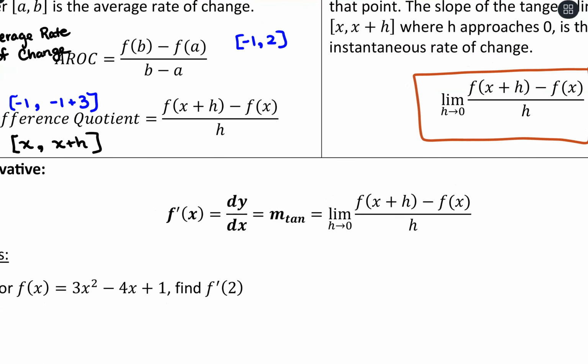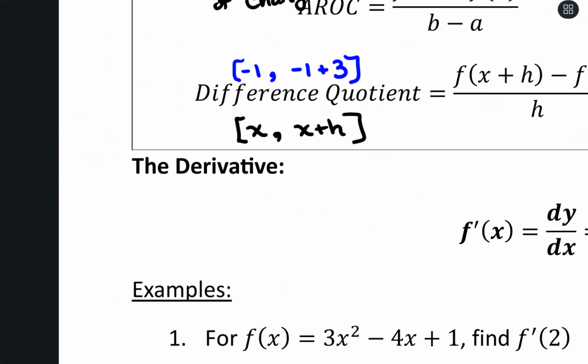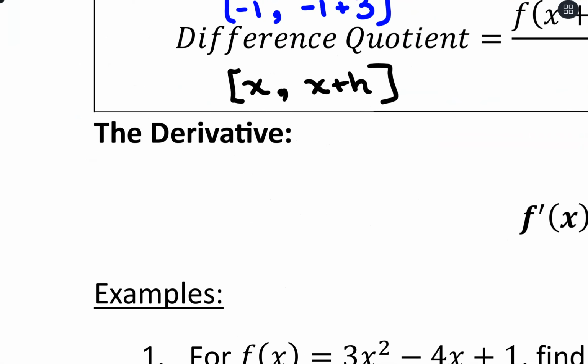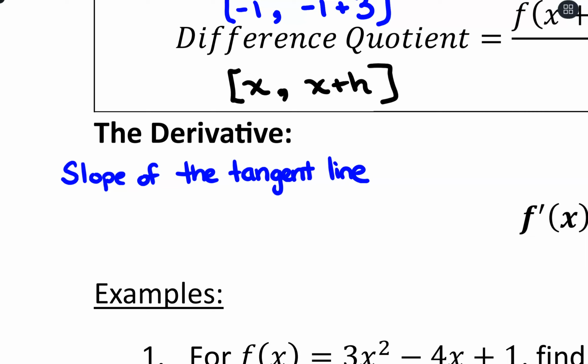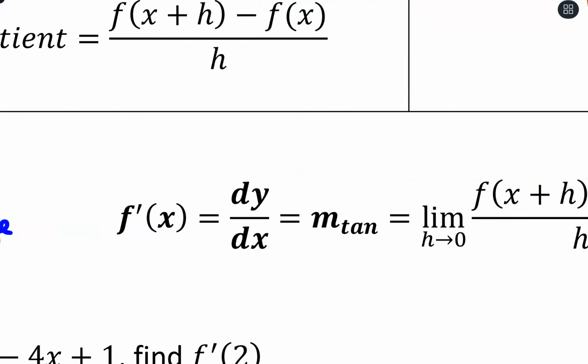Okay, so let's get some definitions and some new notation here. So the derivative, and we can call this also slope of the tangent line. We can also call this instantaneous rate of change. All of these mean the same thing for us. So the derivative is the slope of the tangent line, is the instantaneous rate of change of our function. So some notation here.